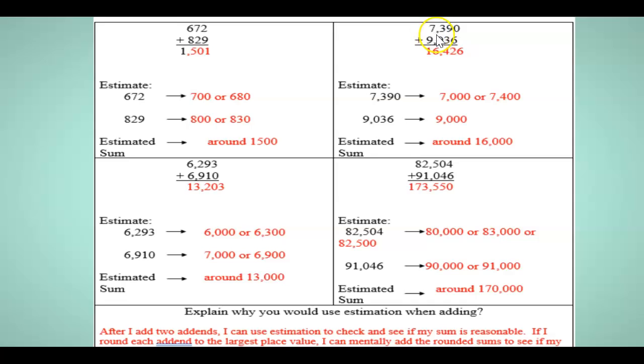And now you just need to add up the thousands place. 9 plus 7 is 16, so you have the 6 that you bring down to the thousands, and this 1 was regrouped over to the 10,000s place. So you have 16,426, okay? And here are the estimates for that one to the nearest 1,000, and also here to the nearest 100, and also here, this one's estimated to the nearest 1,000. And here is your estimated sum.